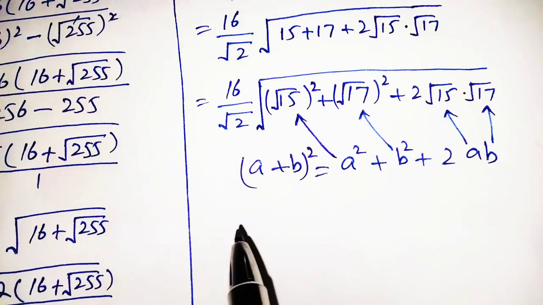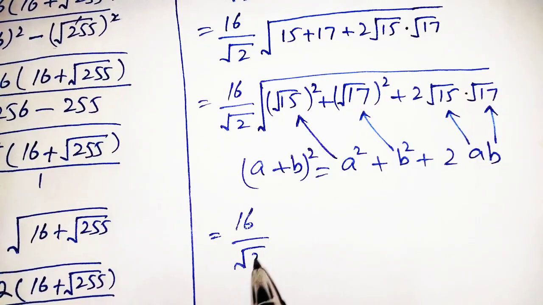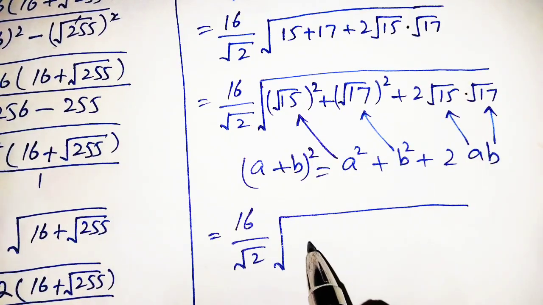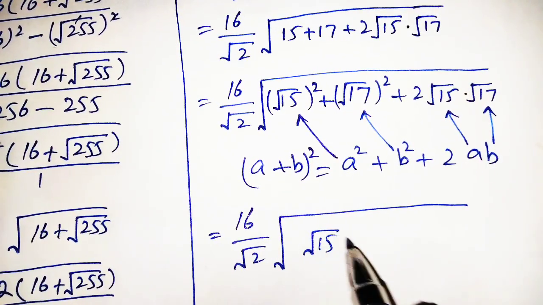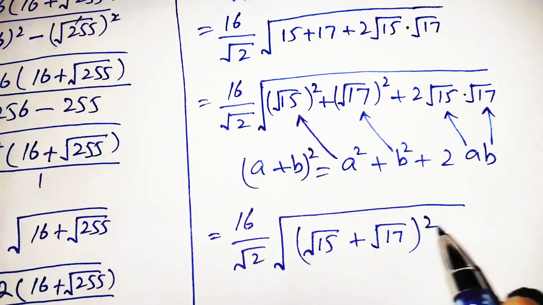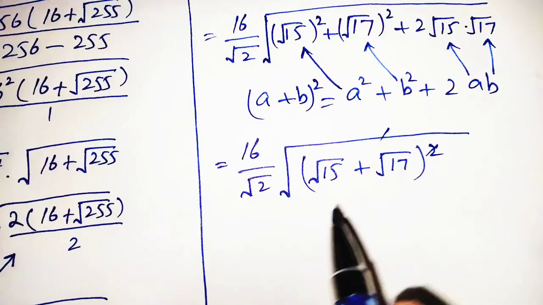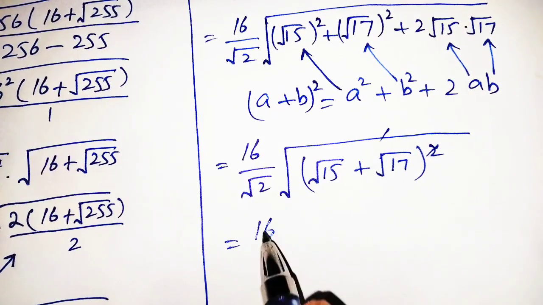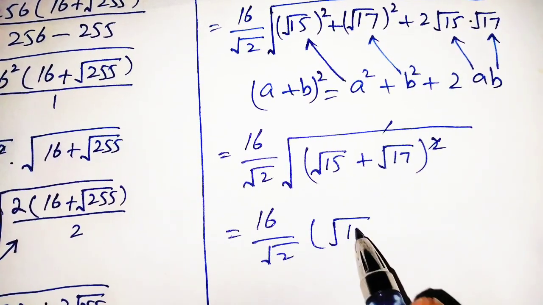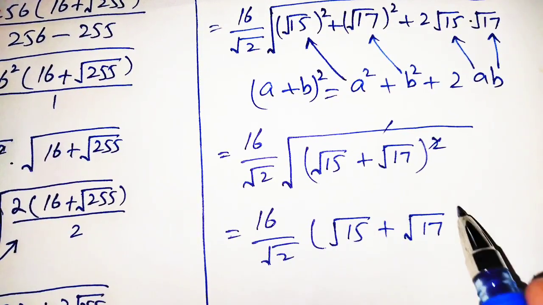Now we can write it in a closed format as 16 over square root of 2 and square root, this can be written as square root 15 plus square root 17 whole square. Now this square will cancel out with this square root and we will get 16 over square root 2 times square root of 15 plus square root of 17.